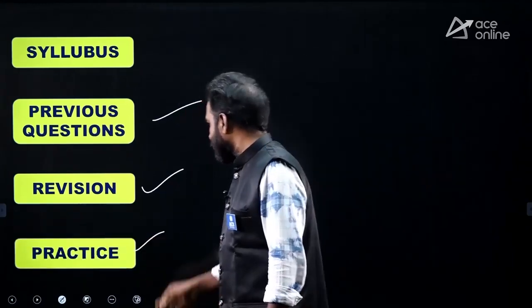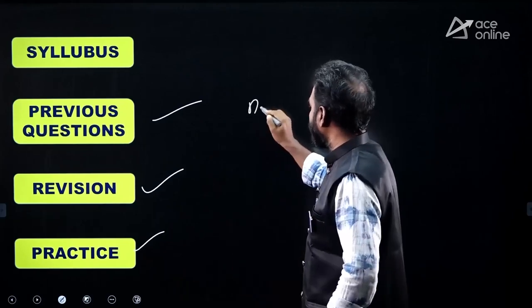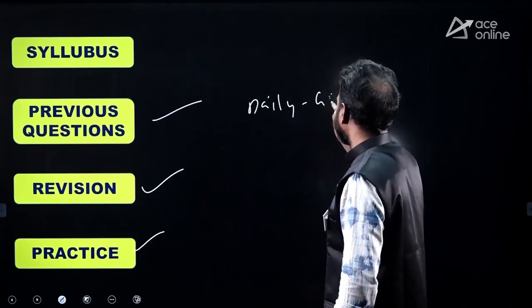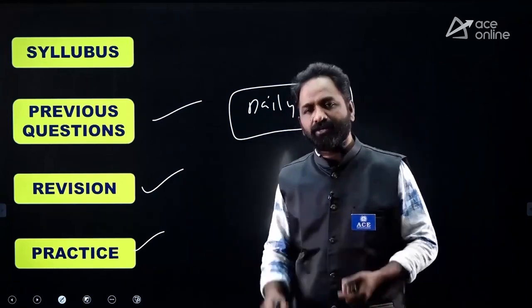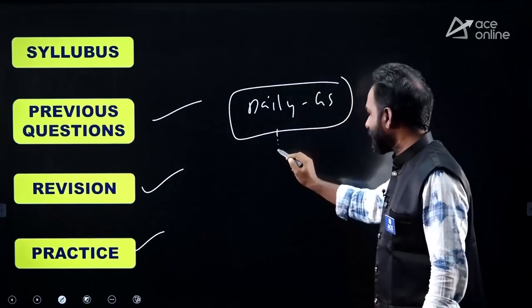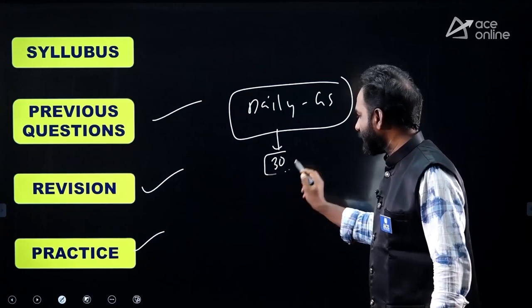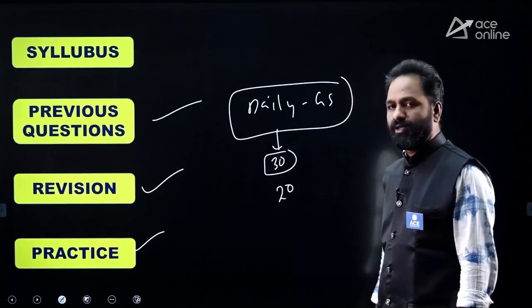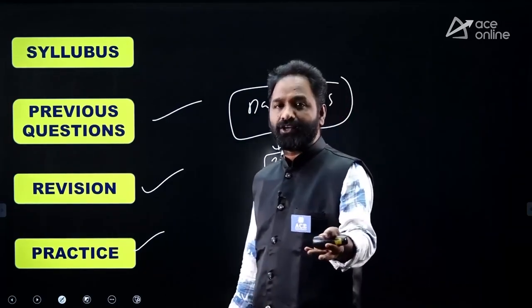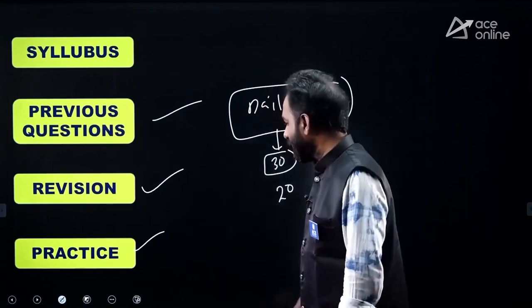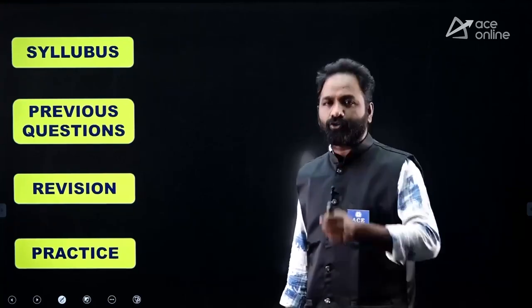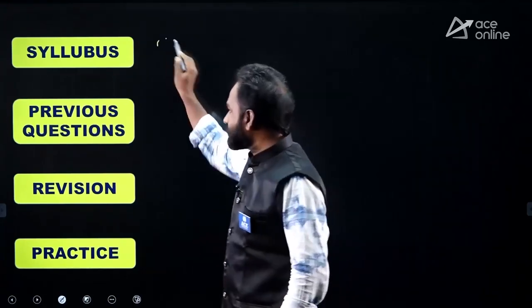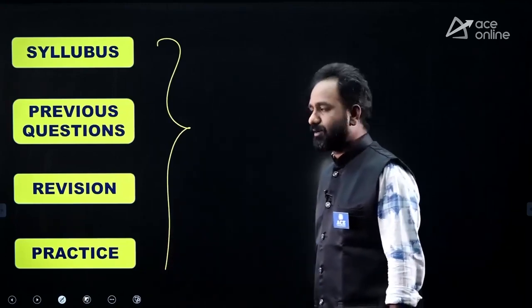Next, practice. Make a habit of practicing general studies questions every day. Is it clear? At least 30 questions minimum, or at least 20 questions, because you have enough time, plenty of days are available. So make a habit of reading current affairs and attempting questions, and definitely these things make you perfect in the examination.